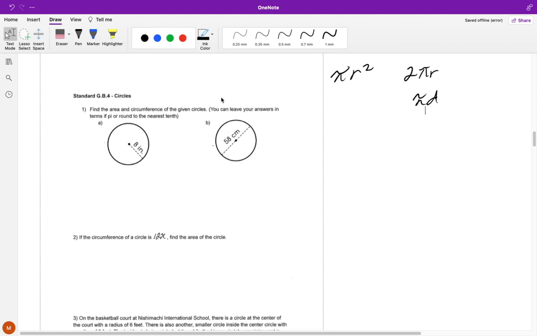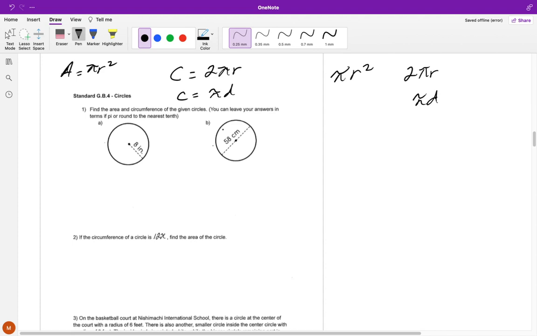So finding the area and circumference of the given circles. Well, the area formula is pi r squared. So area is equal to pi r squared. And our circumference, we can represent it in two different ways, either 2 pi r or pi d.